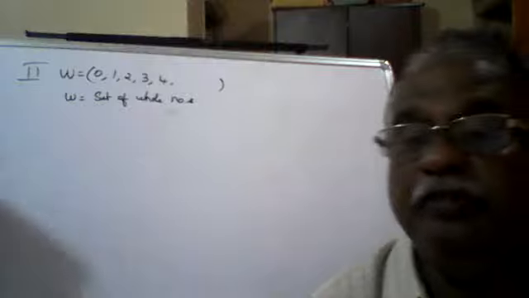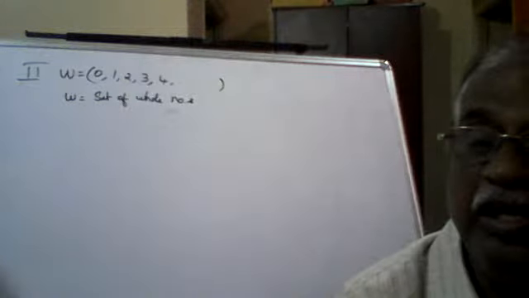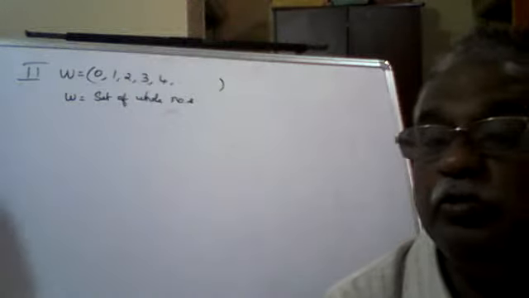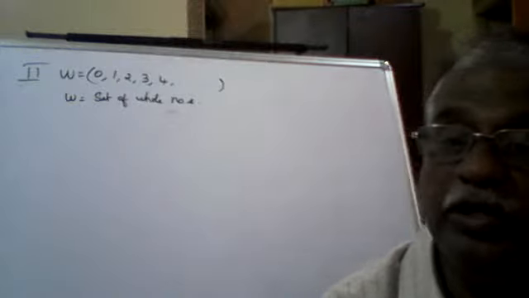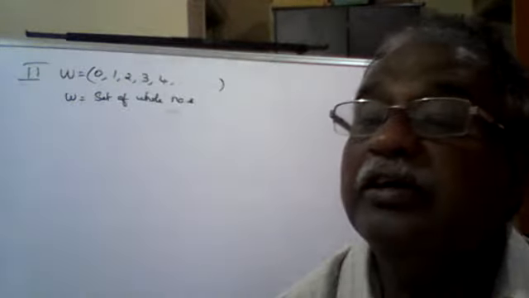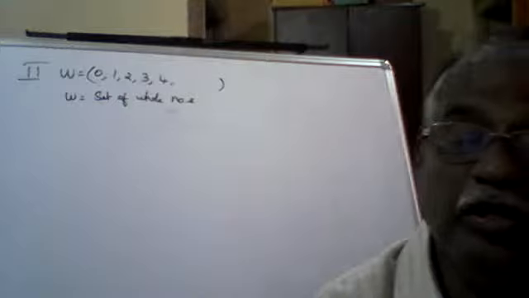So the difference between natural numbers and whole numbers is that natural numbers won't have a 0, and whole numbers W will have a 0.